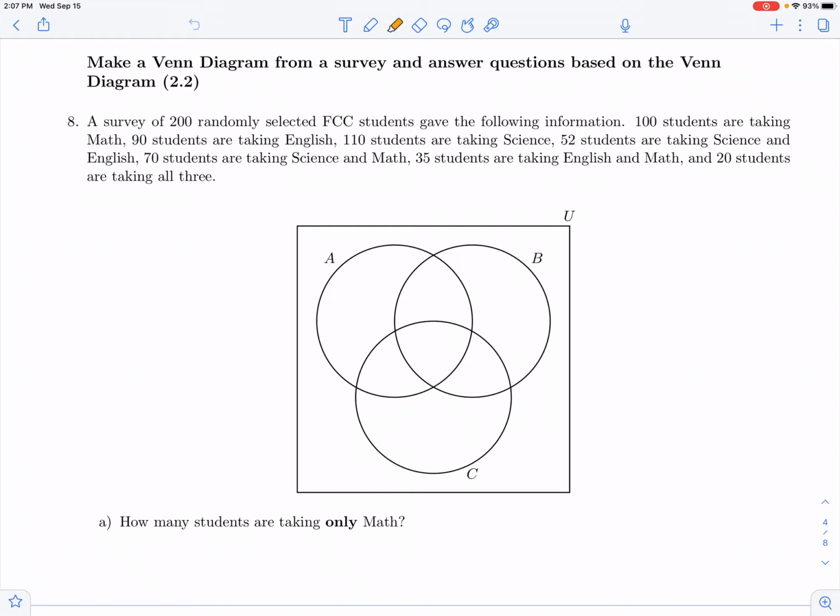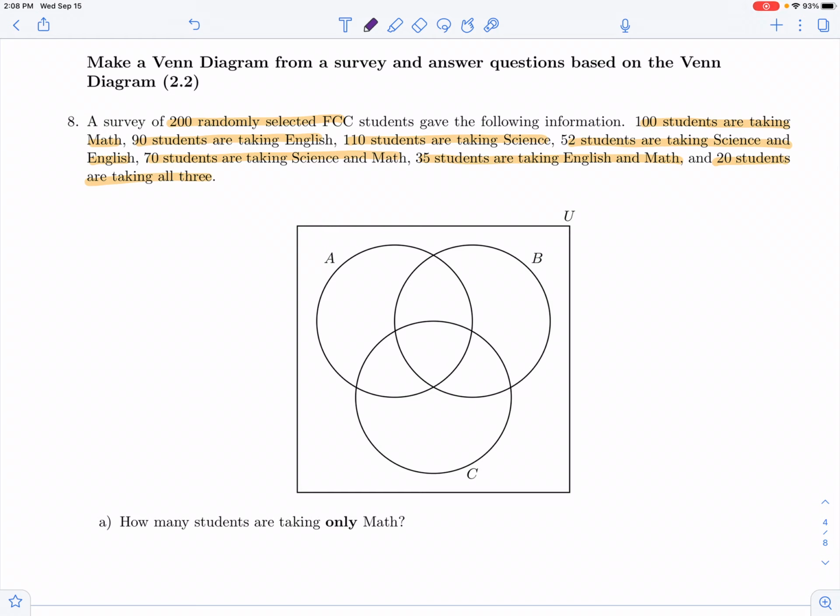Just to highlight some of the things we've got going on, 200 students were randomly selected at FCC, and they gave the following information. We've got 100 students that are taking math, 90 students that are taking English, 110 students are taking science. At the same time, 52 students are taking science and English, 70 students taking science and math, 35 students taking English and math, and finally 20 students taking all three.